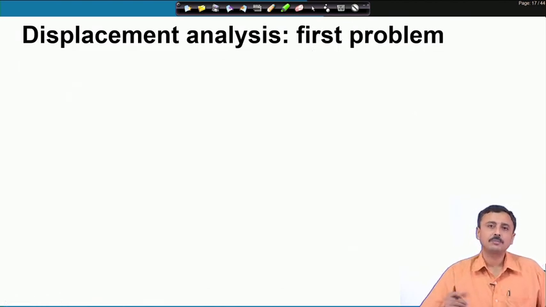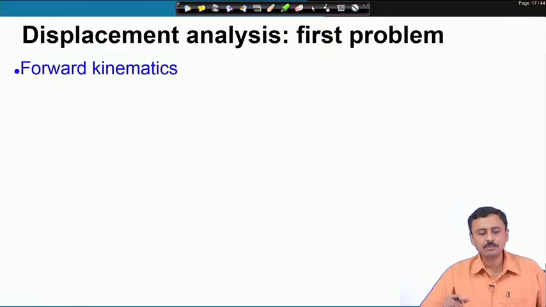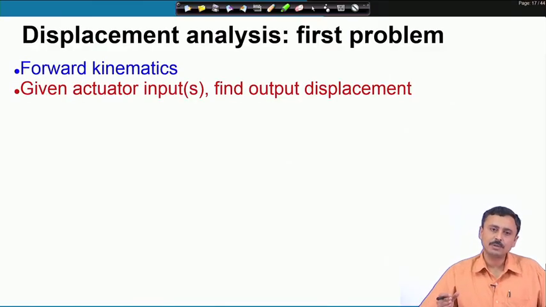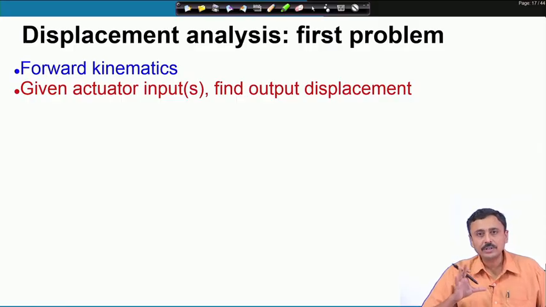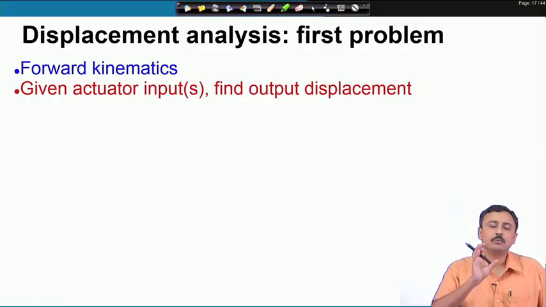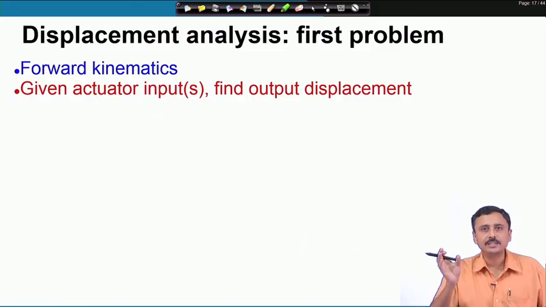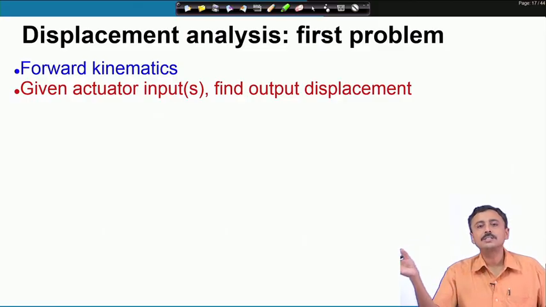There are two kinds of problems under displacement analysis that we are going to discuss. The first problem is known as the forward kinematics problem. In the forward kinematics problem, we are given the actuator inputs. For example, what are the joint angles of the robot, and given these joint angles, what is the location of the end effector. So, we have to find out the output displacement.